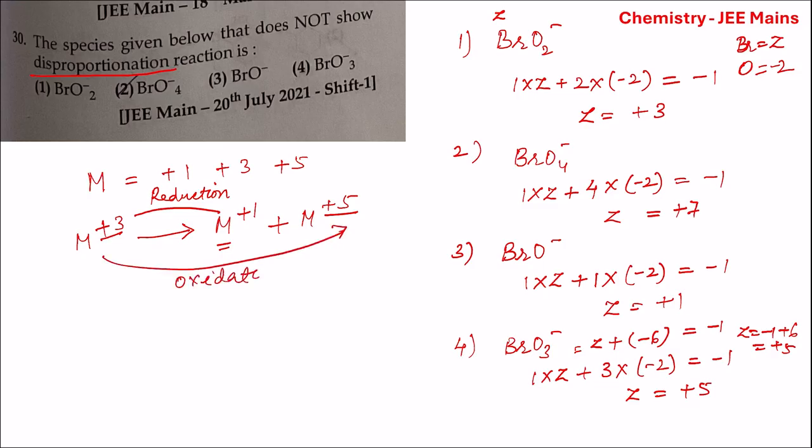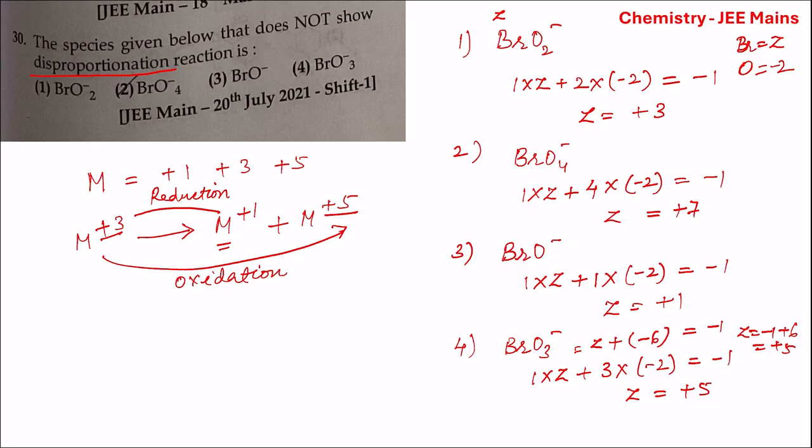So the same element undergoes simultaneous reduction and oxidation, and in one of the products it has a higher oxidation state, that is, it has undergone oxidation, and in the other product it has a lower oxidation state, which means it has undergone reduction. So this kind of reaction is known as a disproportionation reaction. And to show this kind of reaction, the element should have variable valency, at least 3 valencies, so that it will show a disproportionation reaction.